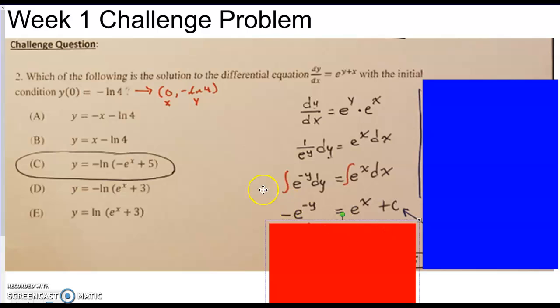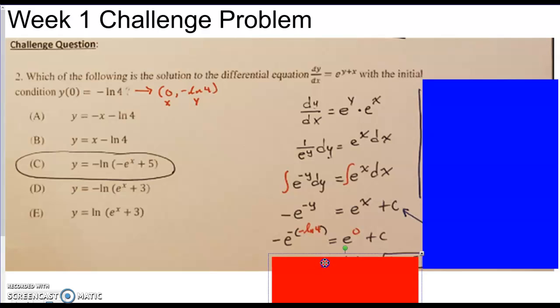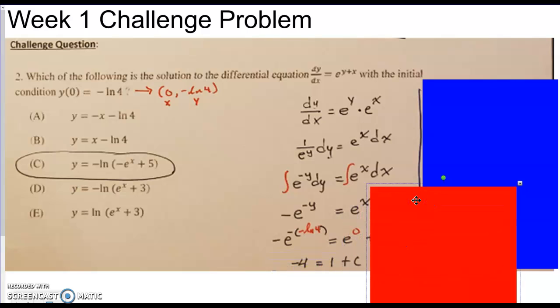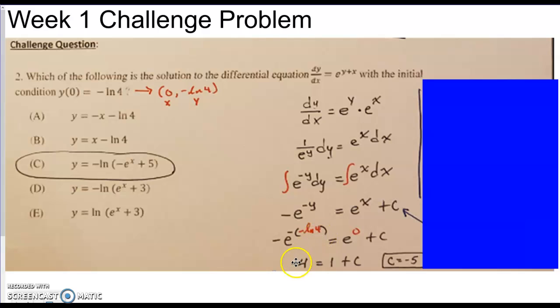Now I'm going to take the initial condition, 0, negative ln of 4, and plug that in for x and for y. Notice the negatives will reduce out, so I have negative e to the ln of 4, where the ln and e reduce out. So I'm left with negative 4 equals e to the 0, which is always 1, plus c. If I move the 1 over, we get c equals negative 5. So we separated the variables, integrated both sides, and found c.